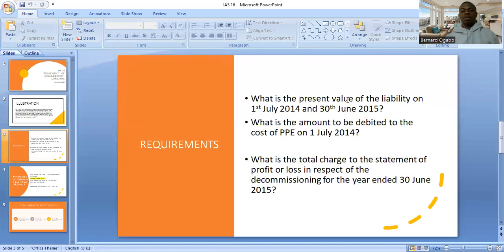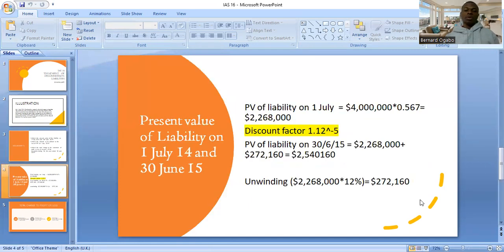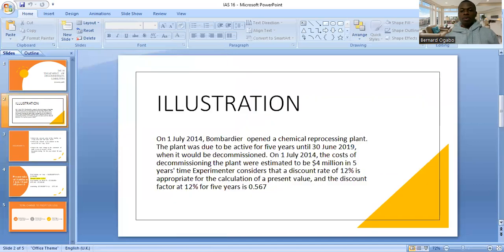So let's find the present value of the liability on 1 July and then 1 year after. So the first step to take into consideration is, what is a discount factor? The discount factor is the finance cost, or the cost of capital of the company, looking at 5 years' time. So the discount rate is 12%, and you've been told that the discount factor of 12% in 5 years' time is 0.567.